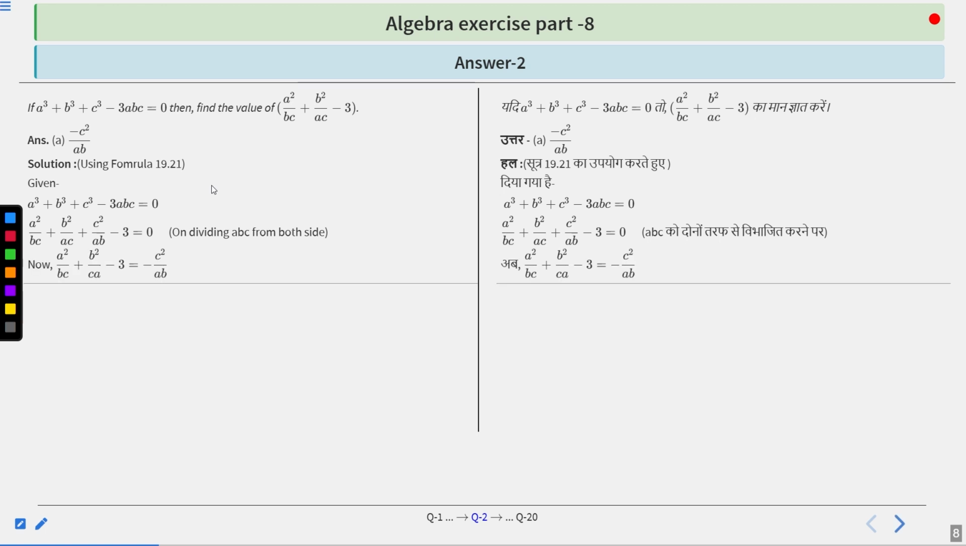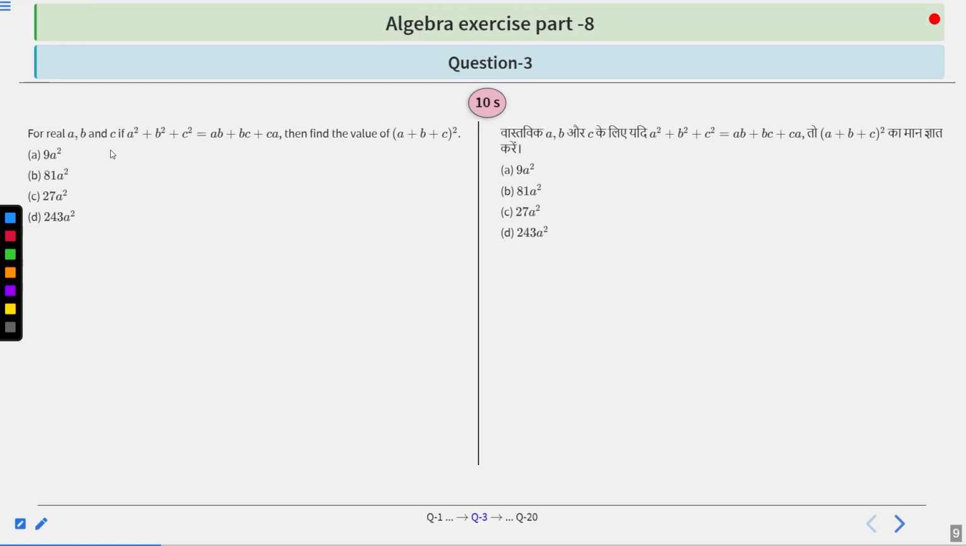Now, a²/bc + b²/ca − 3 is going to be equal to −c²/ab. When we take c²/ab to the right hand side, it becomes −c²/ab. And that is what we have been asked in the question. Therefore, option A, −c²/ab is the correct answer.